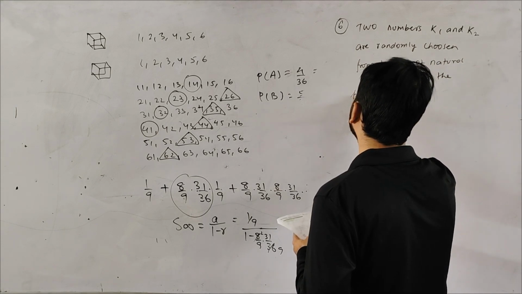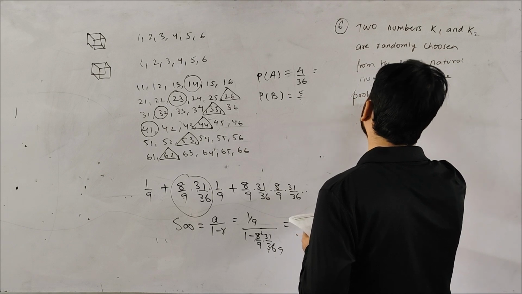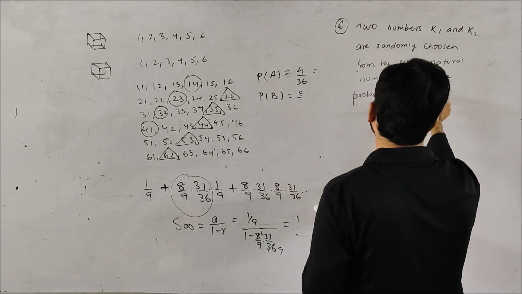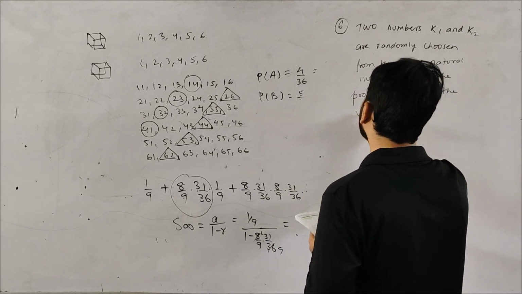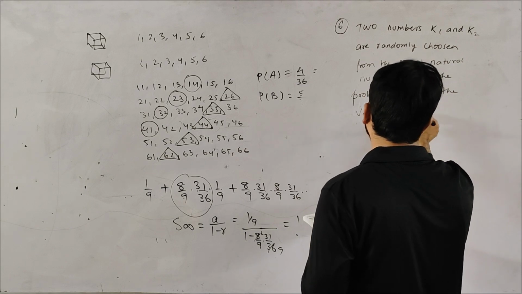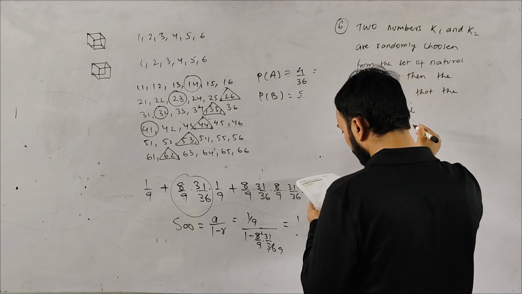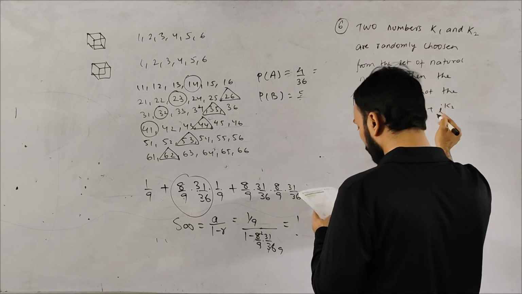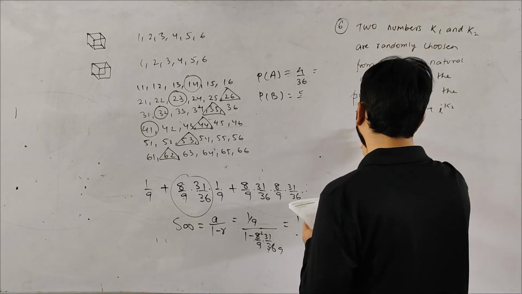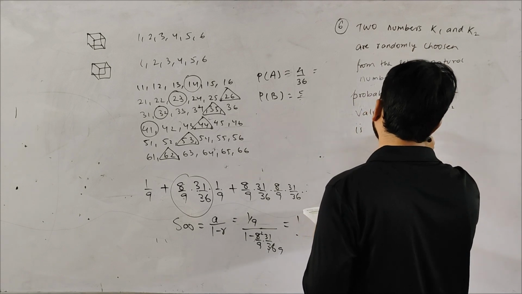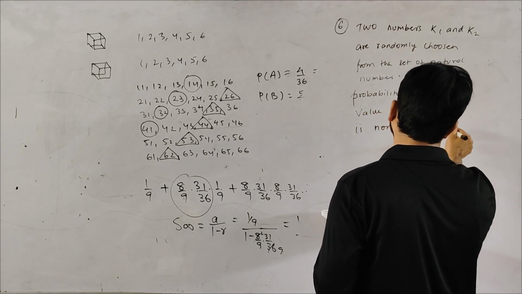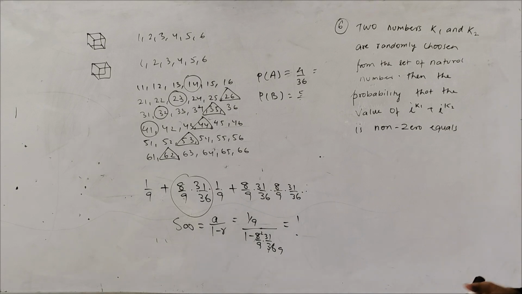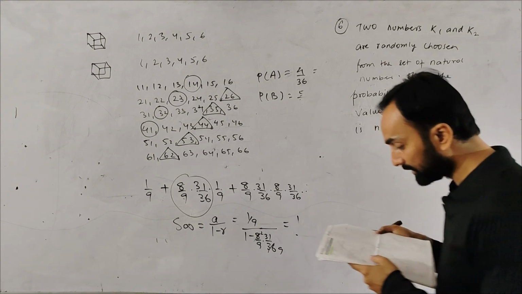then the probability that the value of I to the power of K1 plus I to the power of K2 is non-zero equals, right? So we have to find the probability where I to the power of K1 plus I to the power of K2 is non-zero.